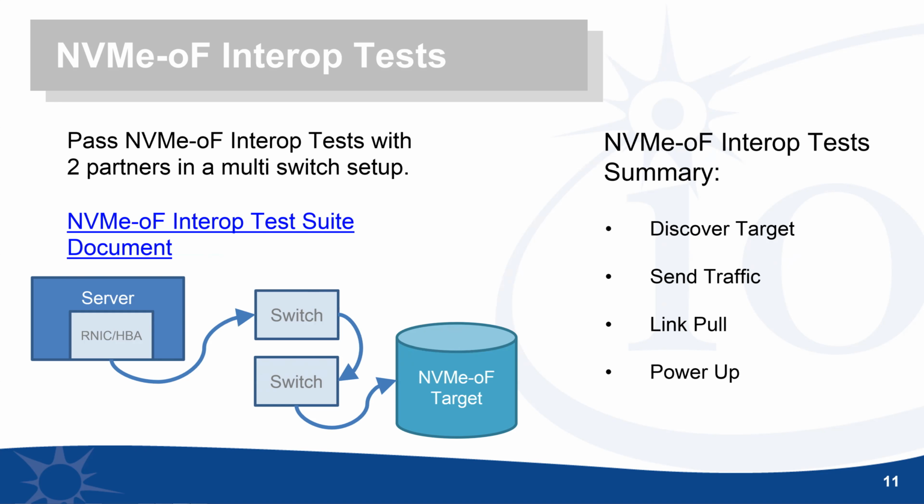So at this point, you would have to do a basic discovery, send traffic, perform the link pull test, again send traffic to make sure the connection is reestablished successfully, and then you would have to do a power-up sequence, just like the link pull sequence, of each one of the devices in the fabric to make sure that it's able to come up successfully, discover, connect, and then actually move IO traffic.